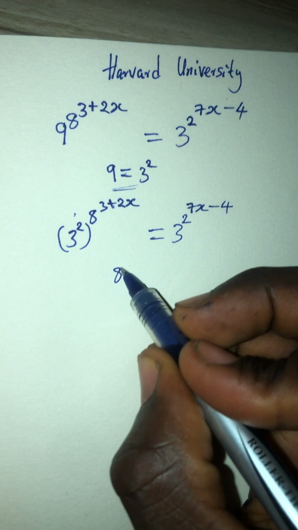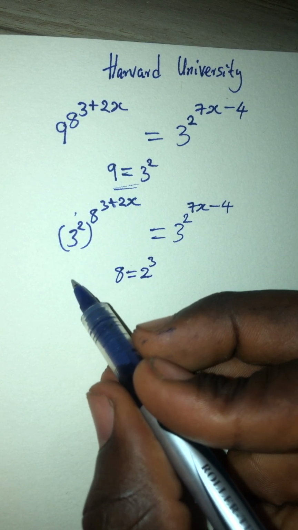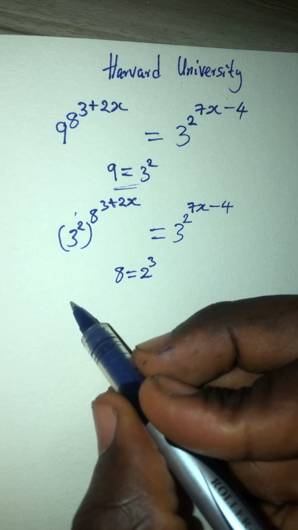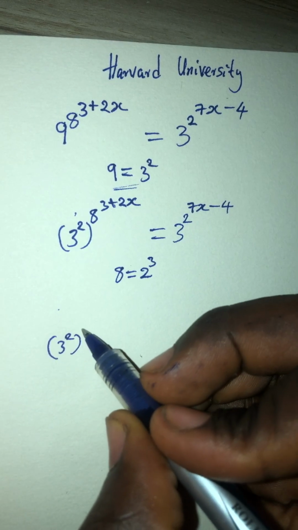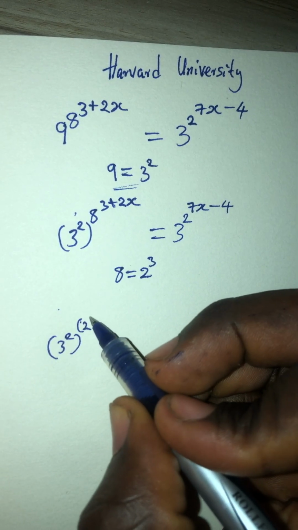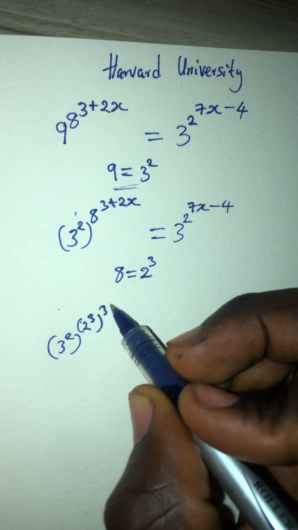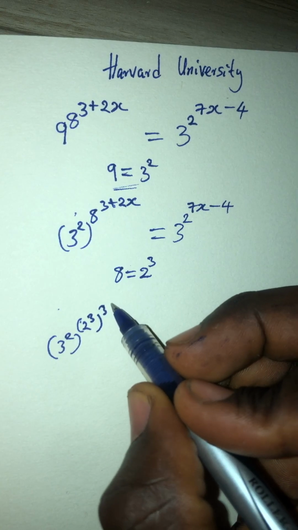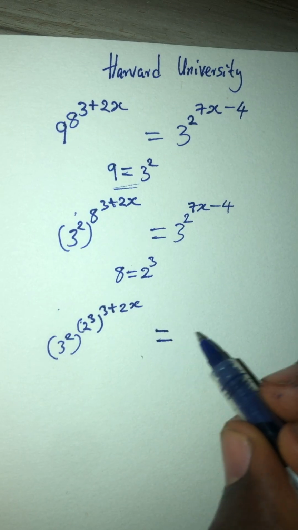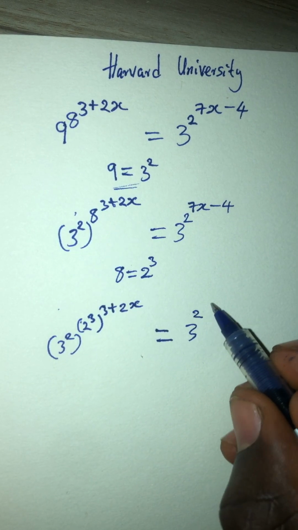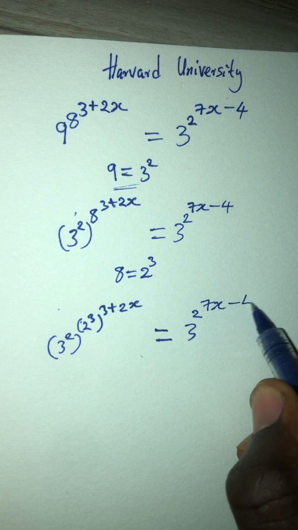And again, we know that 8 is equal to 2 raised to power 3. So because of this, we're going to rewrite 8 as 2 raised to power 3. Then we have (3 raised to power 2) raised to power (2 raised to power 3 raised to power 3 plus 2x) is equal to (3 raised to power 2) raised to power 7x minus 4.